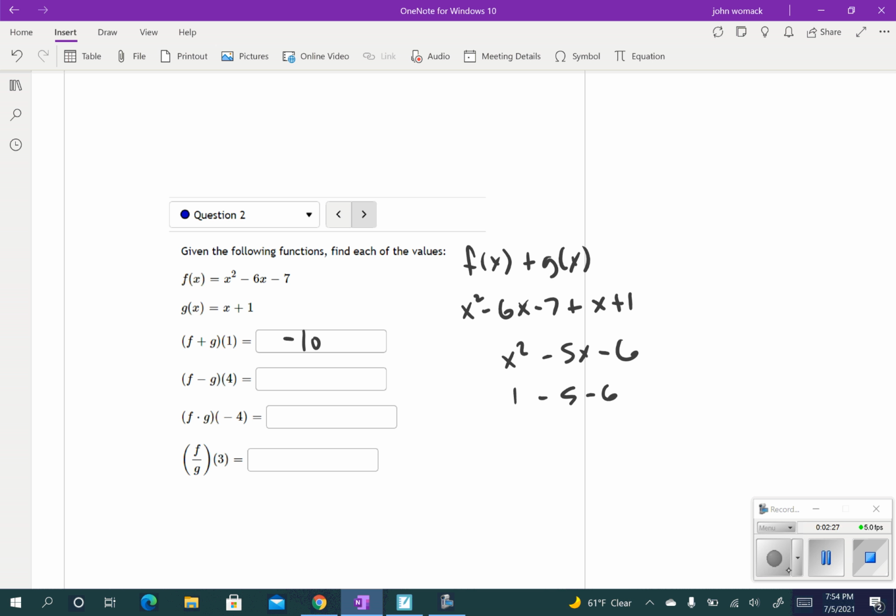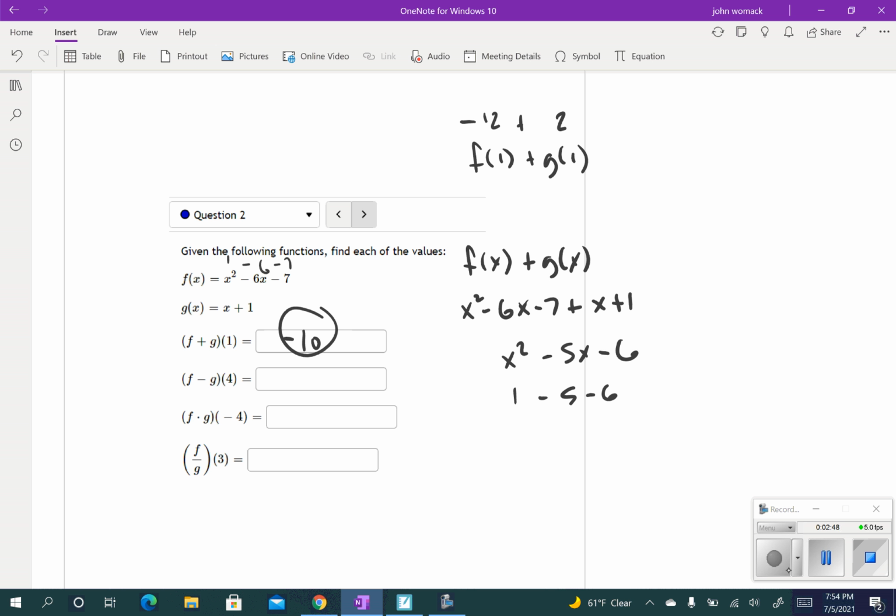Now, if you wanted to, and I think this is easier, I could just go like this. I could go f of 1 plus g of 1. Let's see, f of 1 would be 1 minus 6 minus 7. I think that's a negative 12, plus g of 1. Plug 1 in, 1 plus 1 is 2. Add it together, you get that same answer.